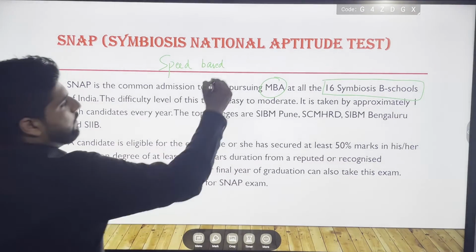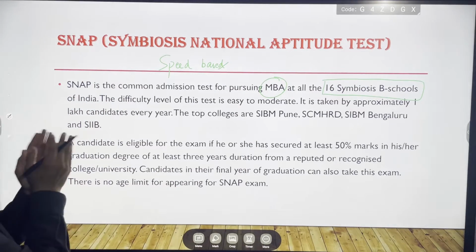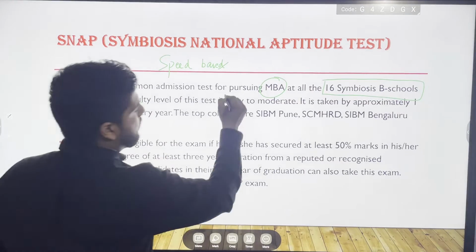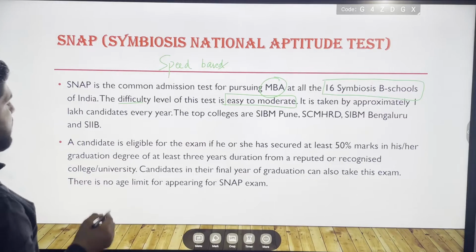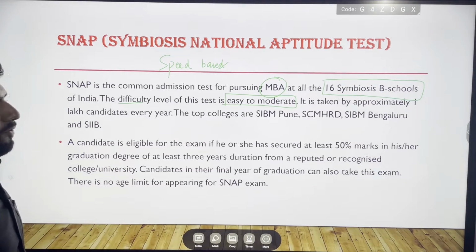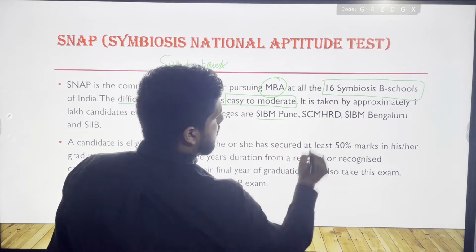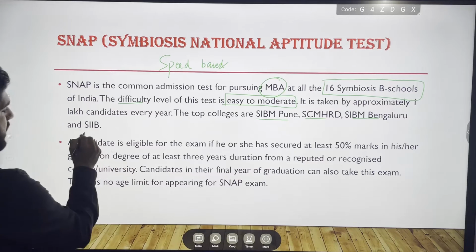I said the speed based क्योंकि यहाँ पे we have 60 minutes 60 questions. So this exam is speed based. That's why the difficulty level remains easy to moderate, and it is taken by approximately 1 lakh candidates every year. The top colleges are SIBM Pune, SCM HRD, SIBM Bengaluru and SIIB.